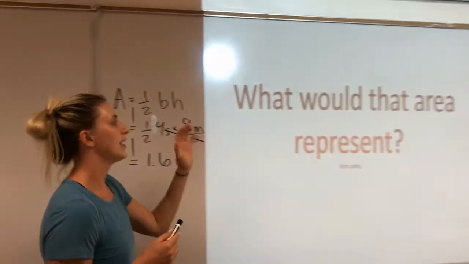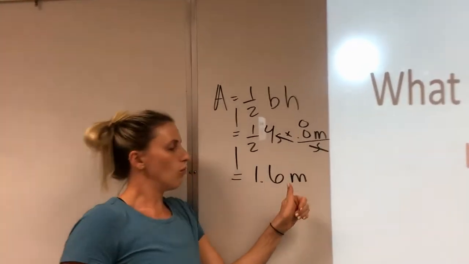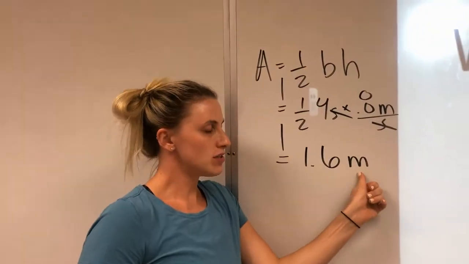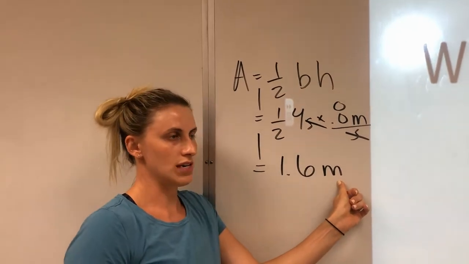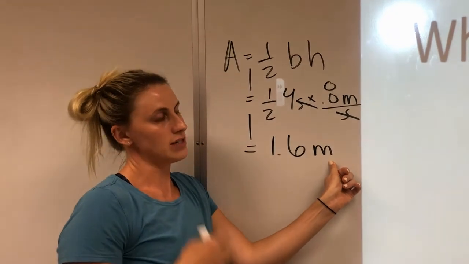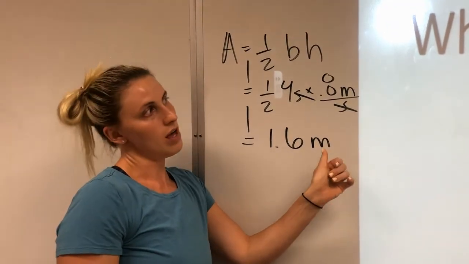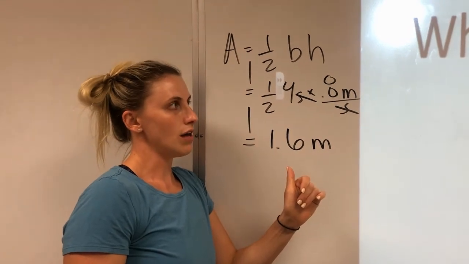So what would that area represent? Well, hint, let's take a look at our meters. So we've got meters here. What do we know has units of meters when we're thinking about those kinematic equations? Well, we know that displacement has units of meters. So the area under a velocity versus time graph is displacement.